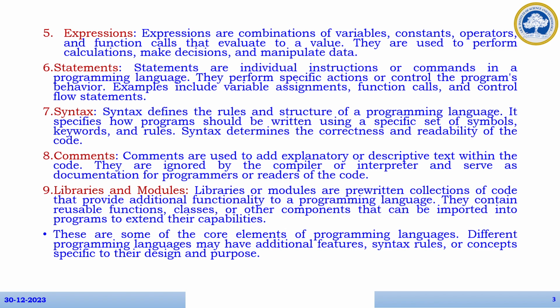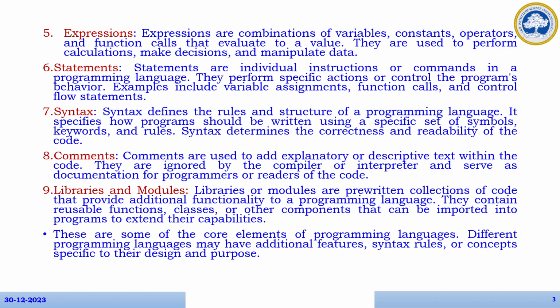Next one is statements. Statements are individual instructions or commands in a programming language. They perform specific actions or control the program's behavior. Examples include variable assignment, function calls and control flow statements. Next one is syntax. Syntax defines the rules and structures of the programming language. It specifies how a program should be written using a specific set of symbols, keywords and rules. Syntax also determines the correctness and readability of the code.